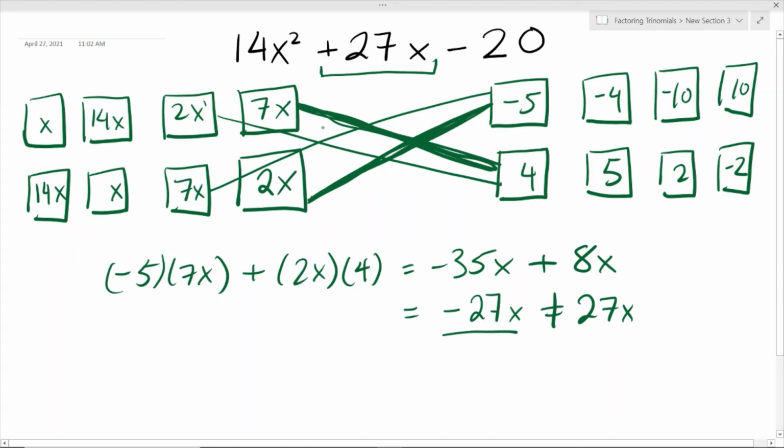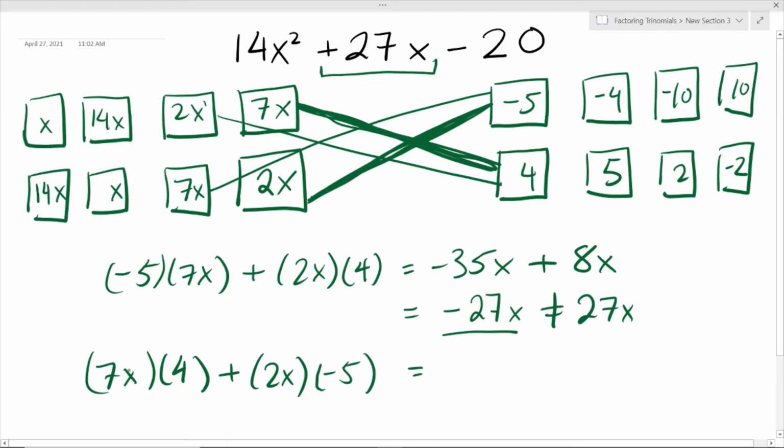So I'm going to write 7x times 4, from here times here, plus 2x times -5. So 7x times 4 is 28x. 2 times -5 is -10, and then there's the x, so put that in. 28x minus 10x is going to give 18x. Nope, this does not match up with the middle term, right? It does not match up with positive 27x, so we can't use this type of combination.